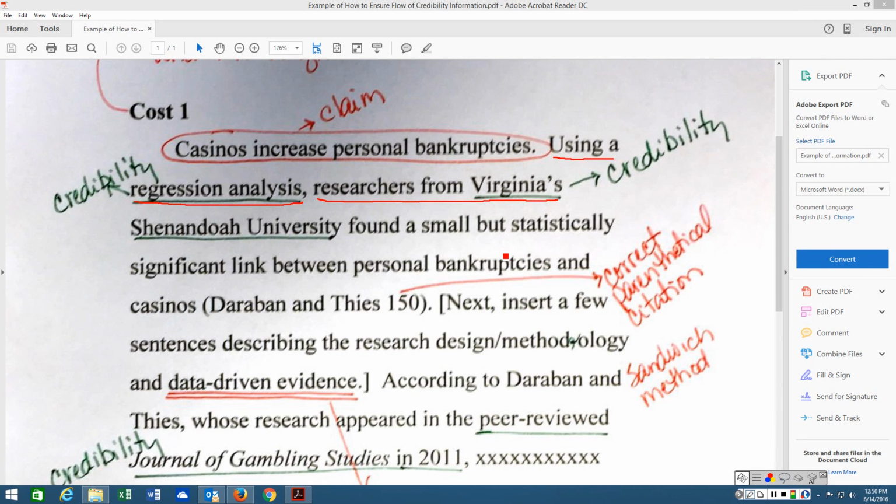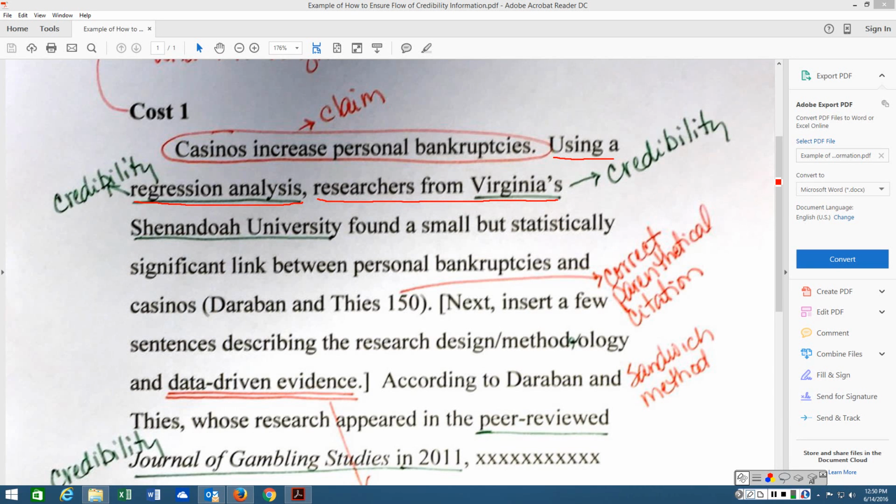Next, in your paragraph, you insert a few sentences describing the research design, the methodology, and the results of the research project. So research design, again, it's a regression analysis. What variables does it use? How did it get the data? Where did the data come from? Those sorts of things is what you would include as part of your study design and methodology. And then the study found, what were the results, and that would describe your data-driven evidence.